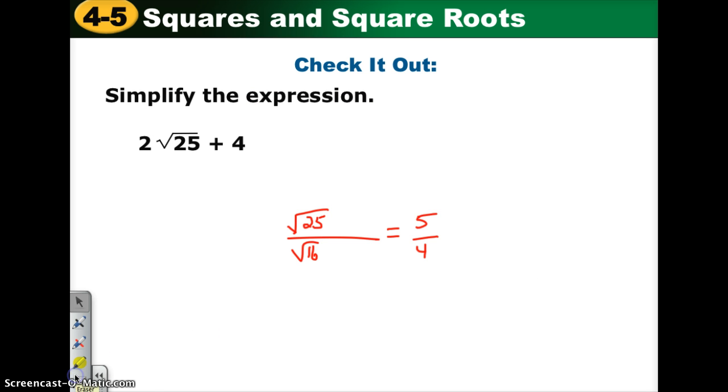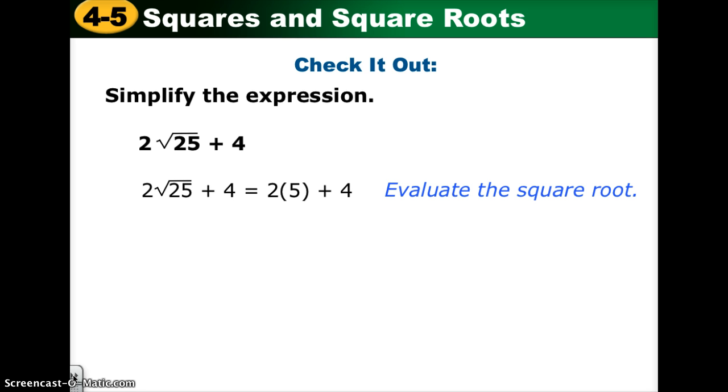Here's another multiplication. 2 times the square root of 25 plus 4. The square root of 25 is 5. 2 times 5 is 10. 10 plus 4 is 14.